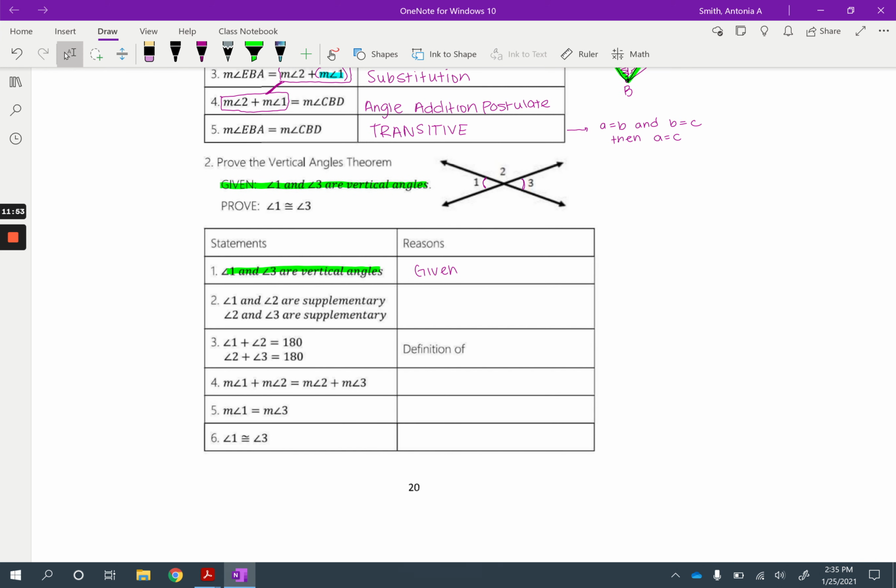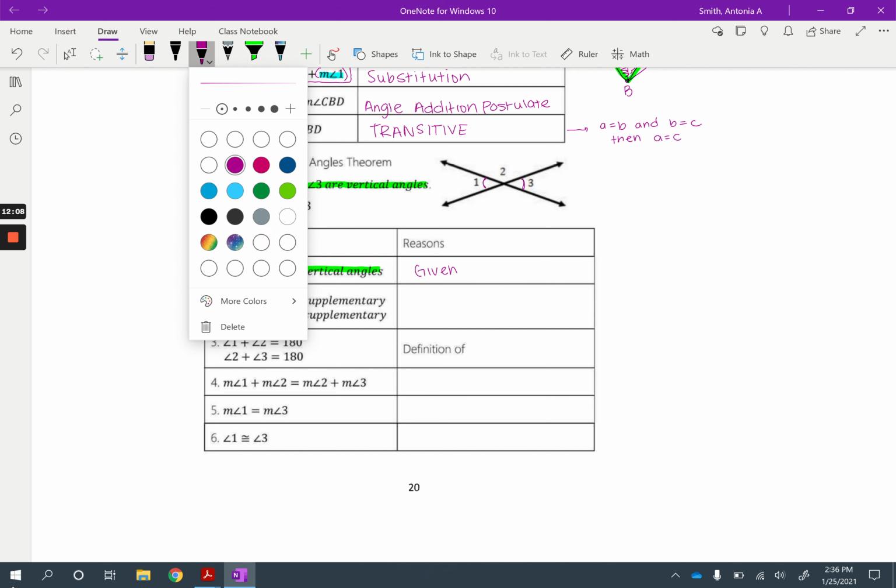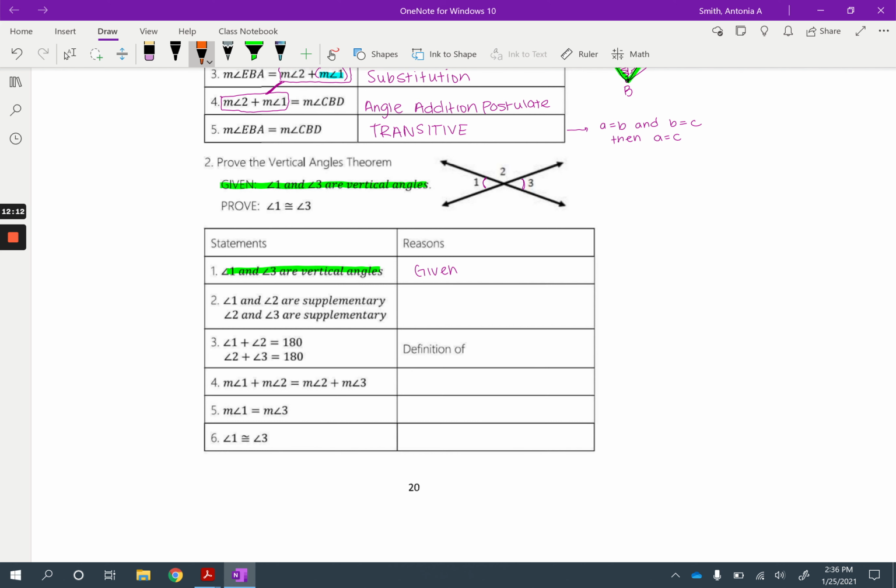Okay, so now down to statement 2. Statement 2 says angle 1 and angle 2 are supplementary, and angles 2 and angles 3 are supplementary. Okay, let's first look at angles 1 and angle 2. Let's see if I can switch colors here. Okay, so here's angle 1 again, and here's angle 2.